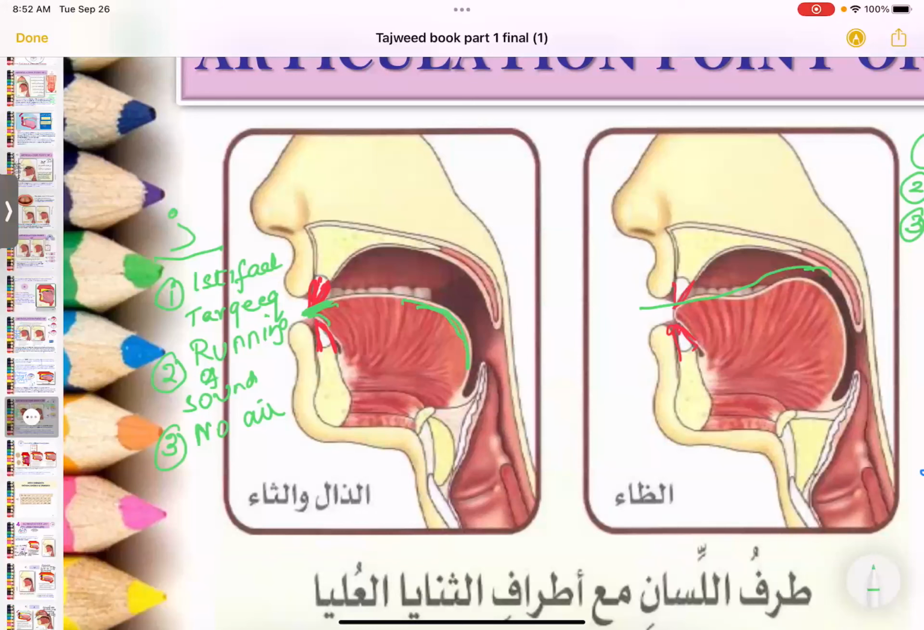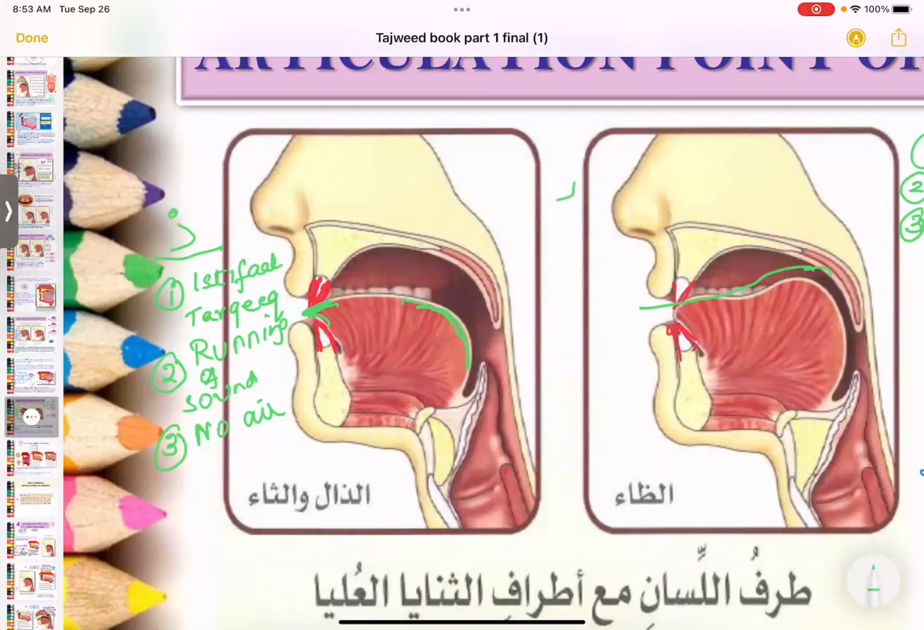So there is no blockage of the sound, and there is no air in dal. Here is the letter dal. Don't let air come out, because there's no air in dal. There's only sound that is running. Ad, ad. There's no air. It's only the sound.